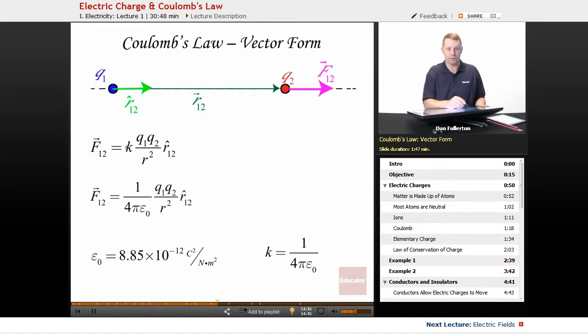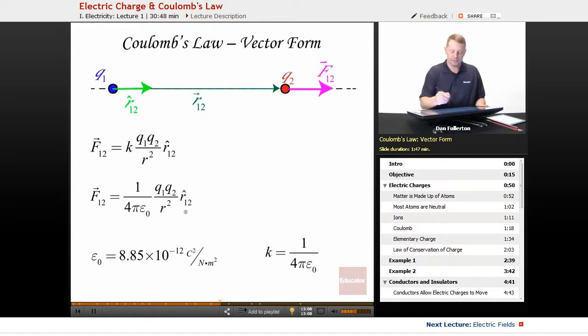times 10 to the 9th Newton meter squared per Coulomb squared, times the magnitude of the first charge, the magnitude of the second charge, divided by the square of the distance between them. And the r hat 1, 2 is just saying the direction. It's from 1 to 2 on the direction of that line.